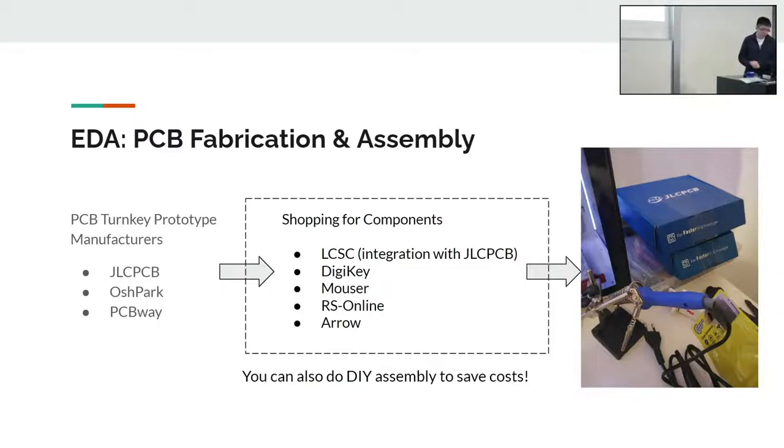When you need to buy electronics for your keyboard, like all your different resistors, capacitors, whatever, you can use these different vendors. LCSC has an integration with JLC PCB. They're effectively the same company. So you can buy all your parts from them, and then when you do the assembly itself, they can just pull it out from their stock and do all of it within the same factory. You also have DigiKey, Mouser, RS Online, Arrow. These are all more international brands.